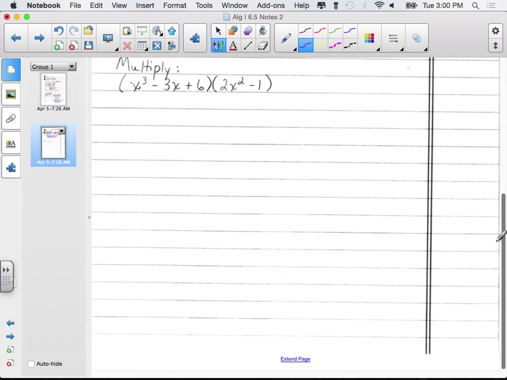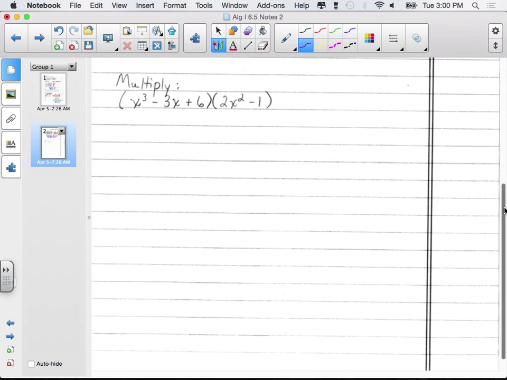All right, so last little problem here. What are we multiplying here? The trinomial by a binomial. That's right. So can we FOIL this? No, we can't. This is so much fun. But now we can do it her way.